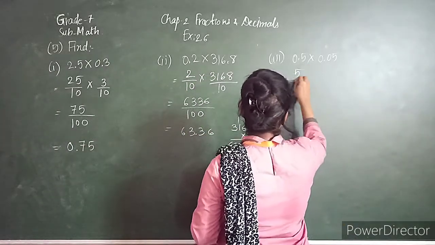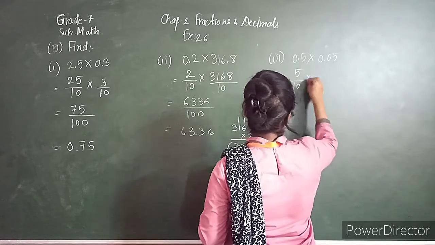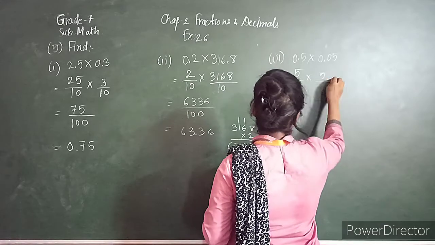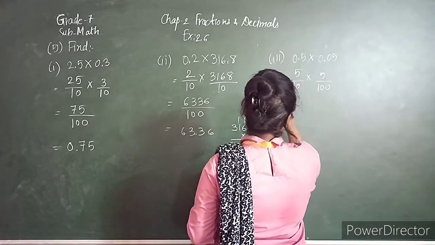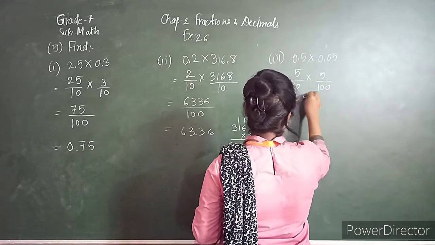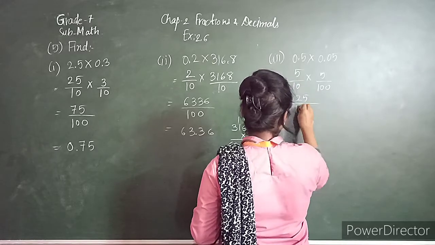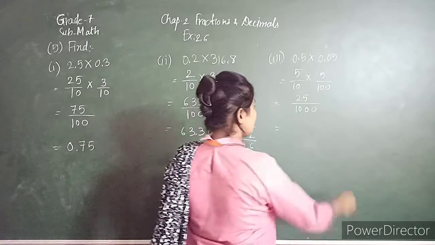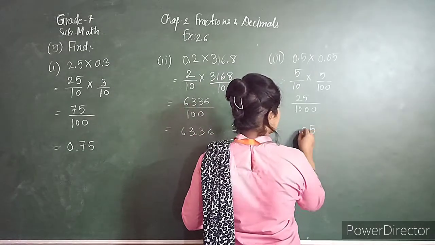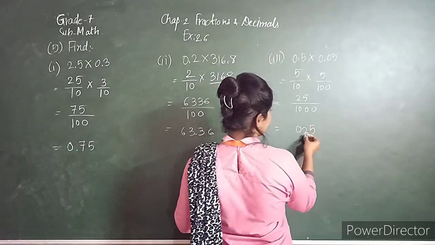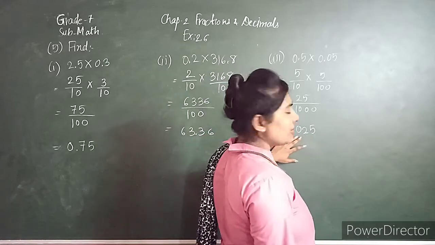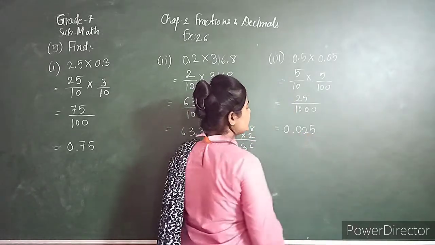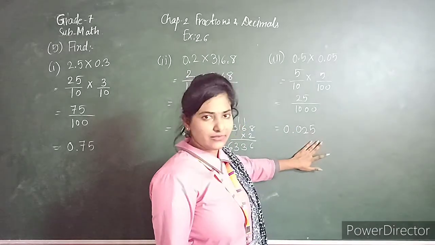Now next is 0.5 into 0.05. So here we have to write 10 in the denominator, and here before two number point is there, so we have to write 100. Now 5 5 is 25, and 100 into 10 it is 1000. So here in 1000 3 zeros are there, so we have to put point before 3 number. So we have to write one 0 here to make this number 3. Now put point over here, so our answer is 0.025.